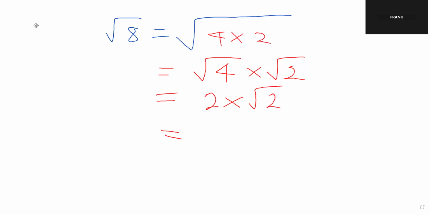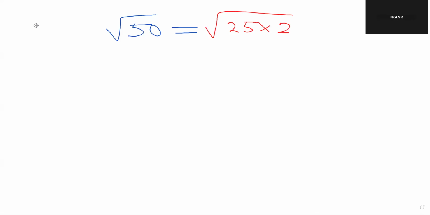Anytime you are multiplying a whole number by a surd, the result is bringing them together. So 2 times root 2 will become 2 root 2. So it means that root 8 is the same as 2 root 2. So the reduced form of root 8 is 2 root 2. Let me take the next example. I'm sure it will bring clarity.